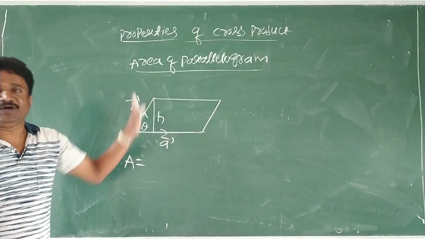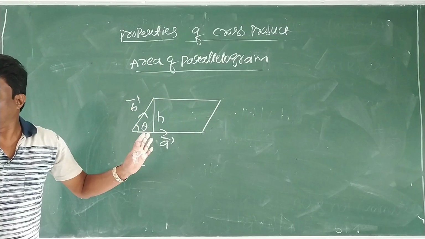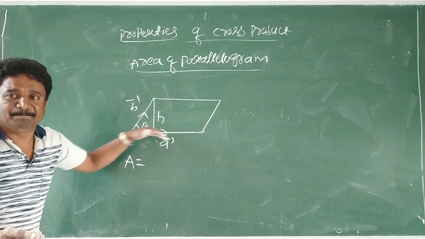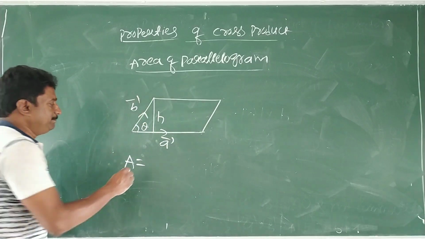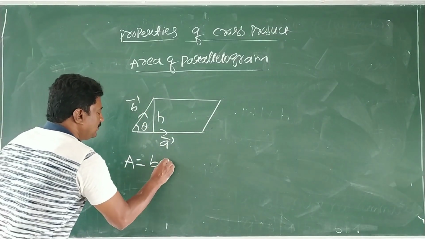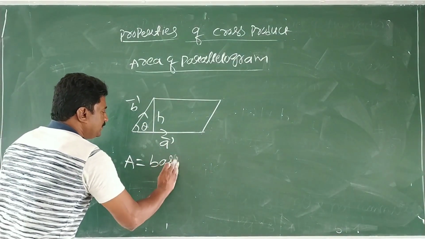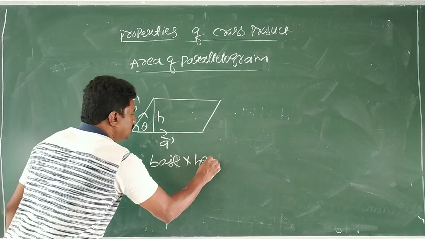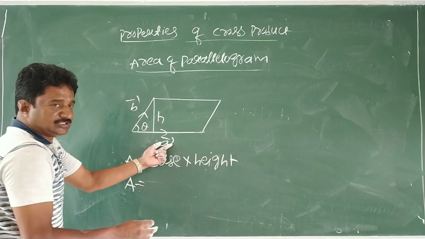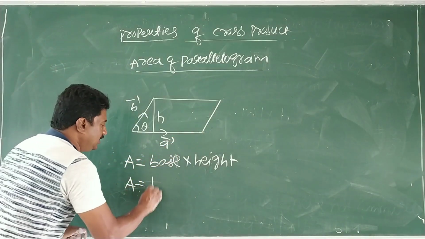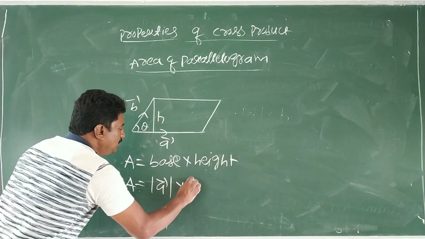Base into height, the general formula. What is the area of the parallelogram? Base into height. Base means this is the base: length of the vector A into h.